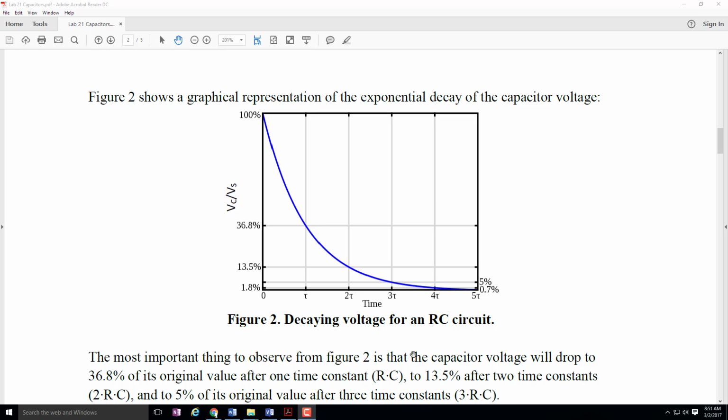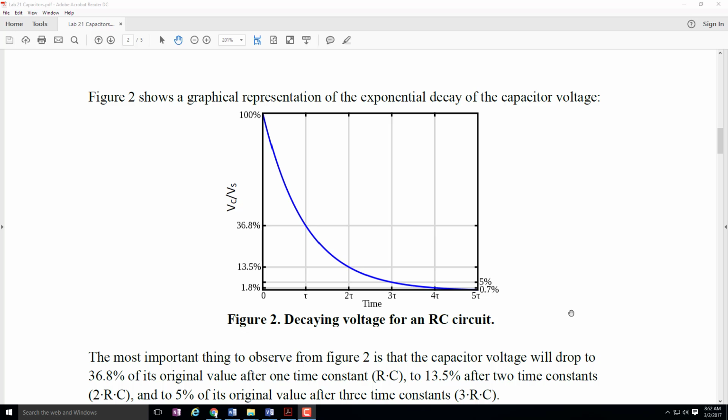The thing to know about exponential decay is that it decays more quickly at first and then more slowly as it progresses. Probably a good thing to have memorized is that after one time constant, it will be at 36.8%. I just call it 37% of its original value. After two time constants, it'll be at 13.5% of its original value. After three time constants, it'll be at 5%. After four time constants, 1.8%. And after five time constants, 0.7%.